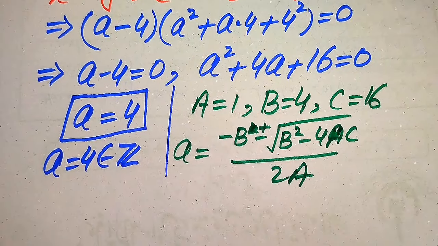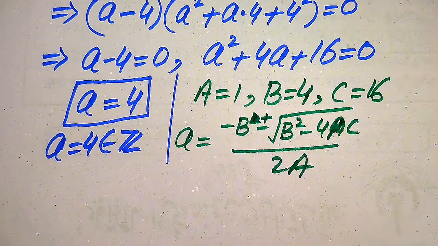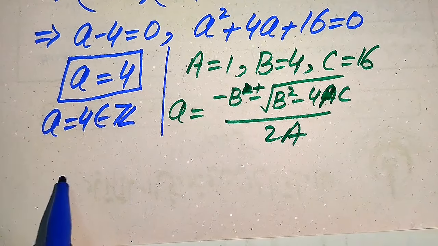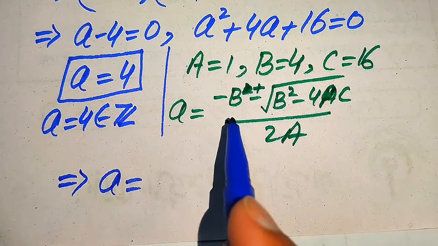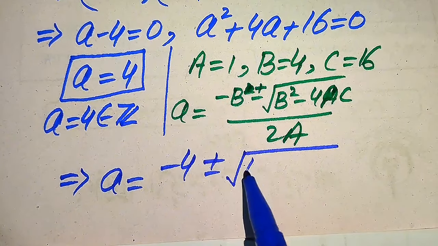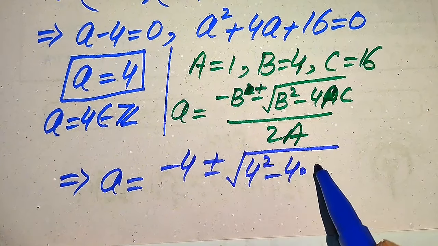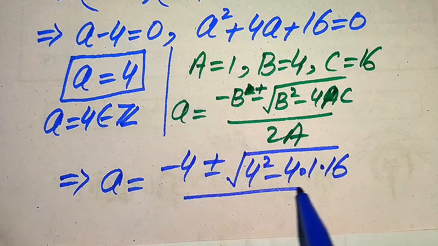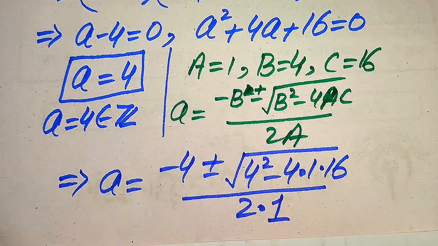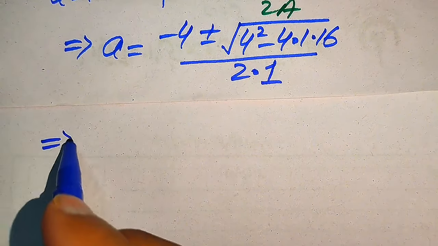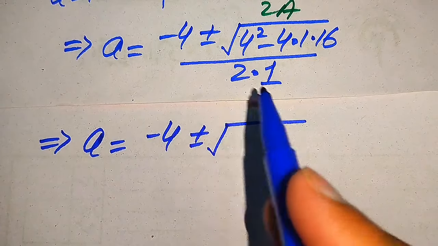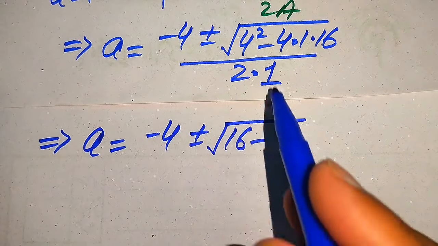So this is our quadratic formula, and now we need to substitute the above values of a, b and c here. So after substituting these values we will get a is equal to minus b, the value of b is 4, plus minus square root of b squared, 4 squared, minus 4 times a is 1, c is 16, and it is divided by 2 times a, and here our a is equal to 1. And now in the next step we need more simplification, and we get a is equal to minus 4 plus minus square root of 4 squared becomes 16 minus 4 times 16, divided by 2.